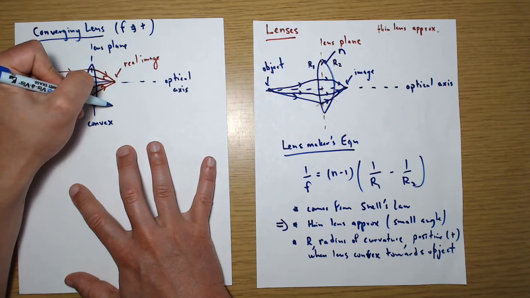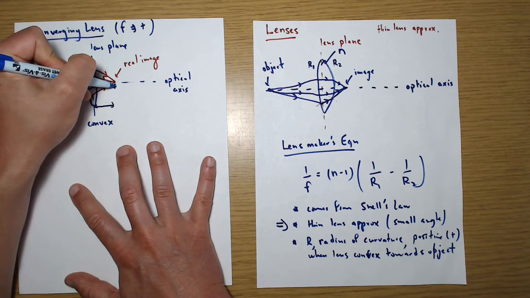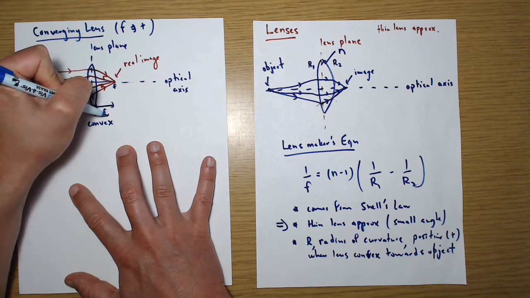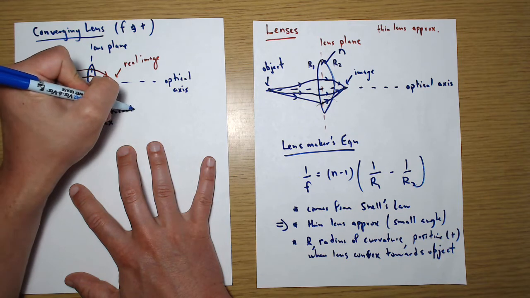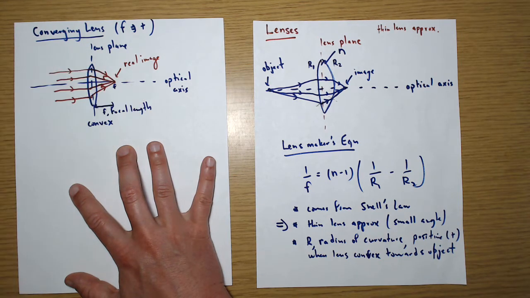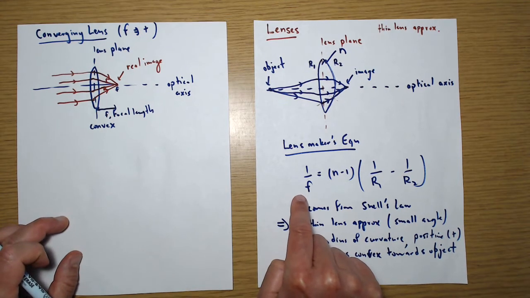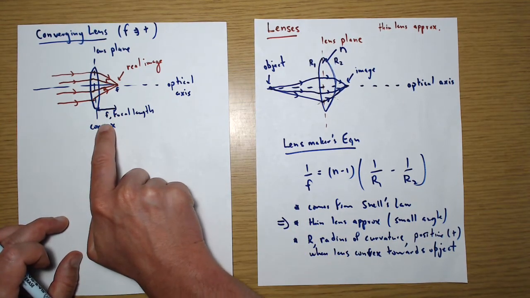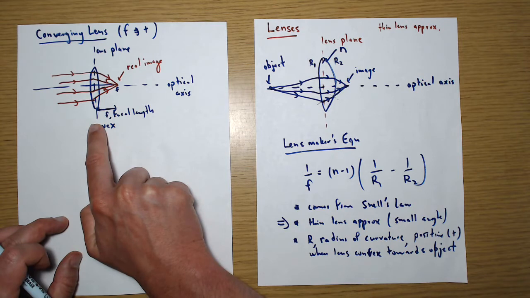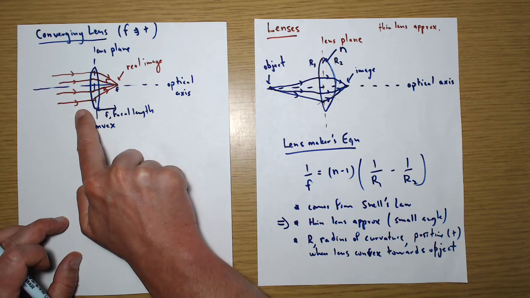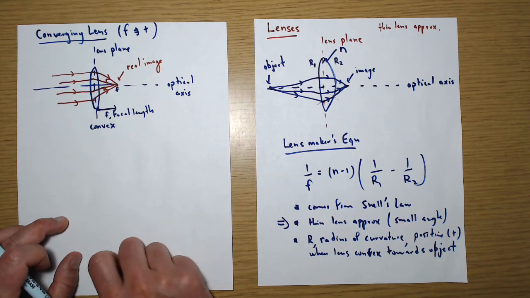The distance is f, the focal length. So f, which was calculated from the lens maker's equation right here. In practice, all we need is the focal length f. It tells us how far from the lens plane parallel rays focus. Okay, that's a converging lens.